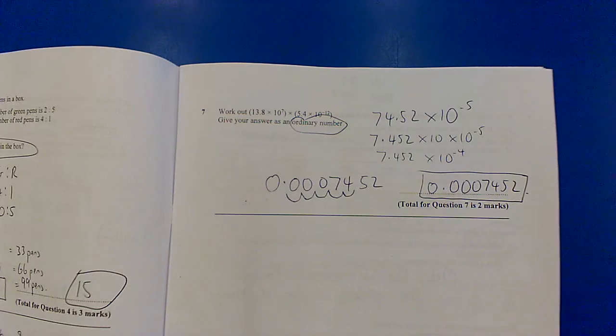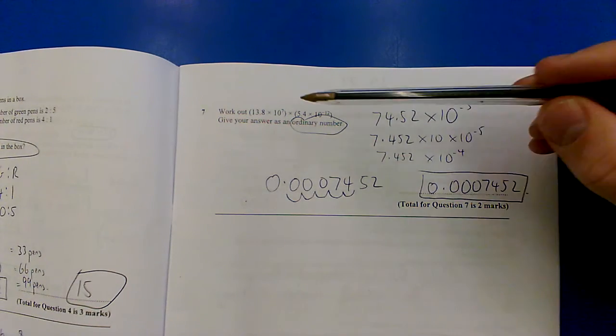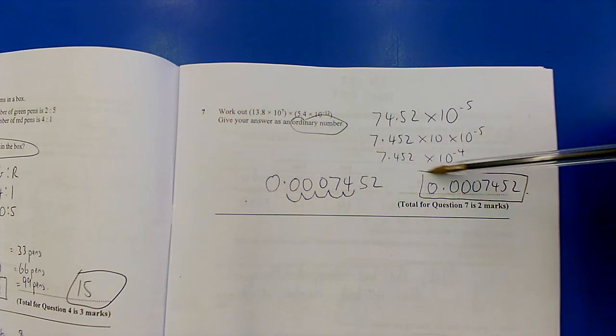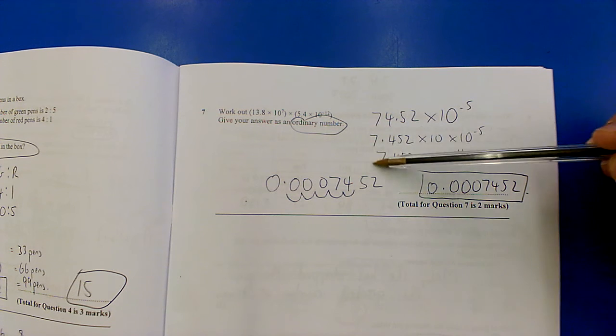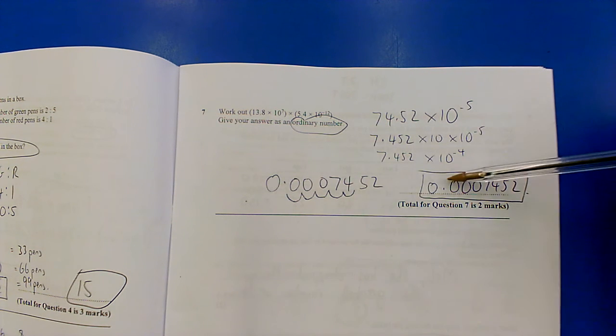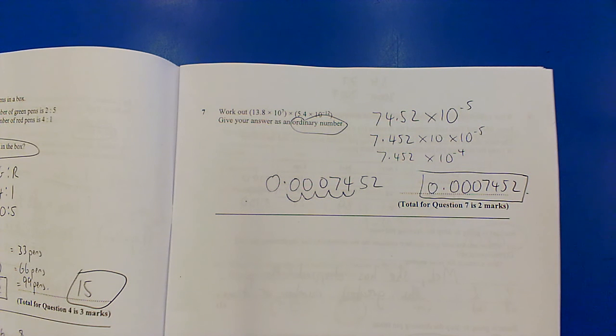For question 7, I'll let you just look at the answer. You can pause it if you need to, but just be aware of the fact that it says give your answer as an ordinary number. A lot of you did it like this in standard form, which is good. It shows that you understand standard form and you know what you're doing. But as an ordinary number, it should end up looking like this. So just try it again.